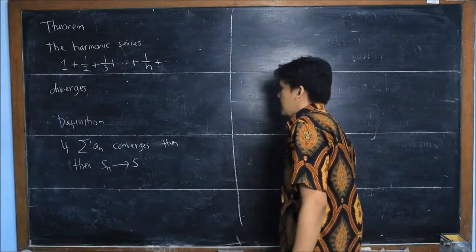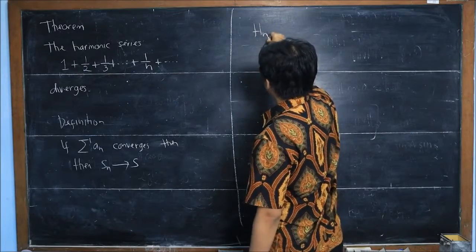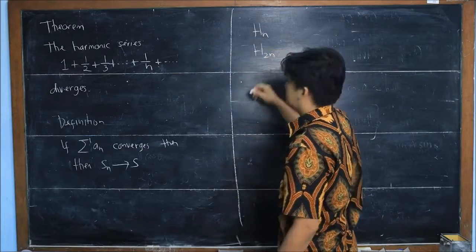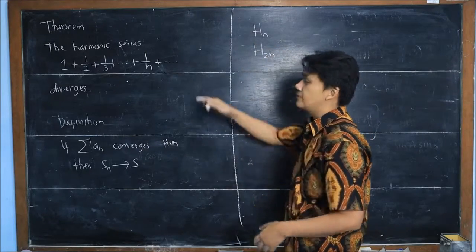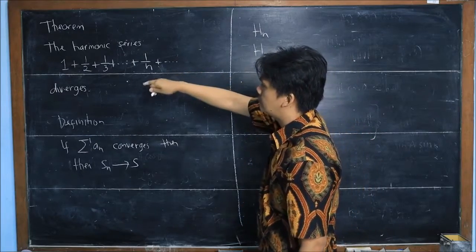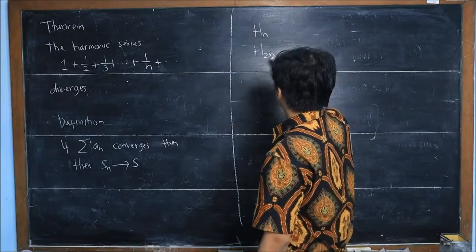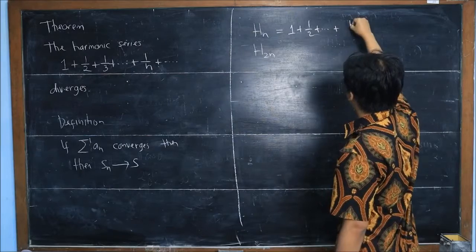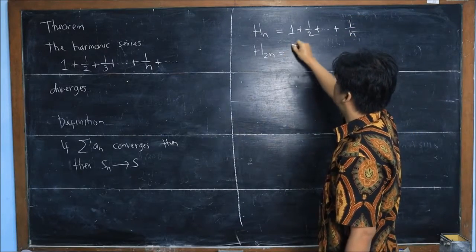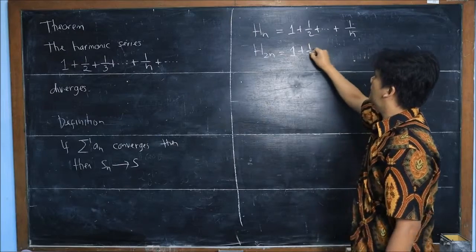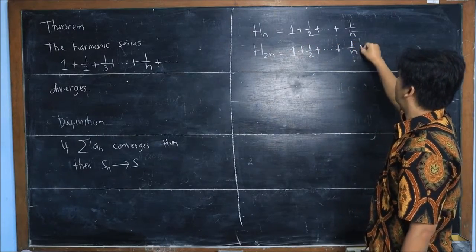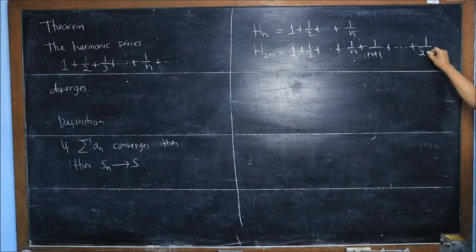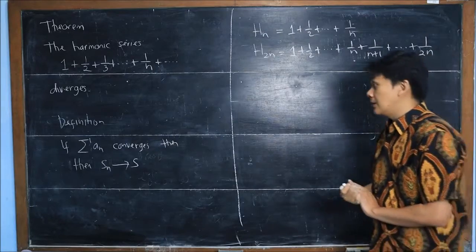Now let's call Hn the n-th partial sum of the harmonic series, and H2n the 2n-th partial sum, meaning we are taking the reciprocals of 1, 2 up to 2n. So Hn is 1 plus 1/2, and so on up to 1 over n. Meanwhile, H2n is 1 plus 1/2 plus and so on up to 1 over n, plus 1 over n plus 1, up to 1 over 2n.